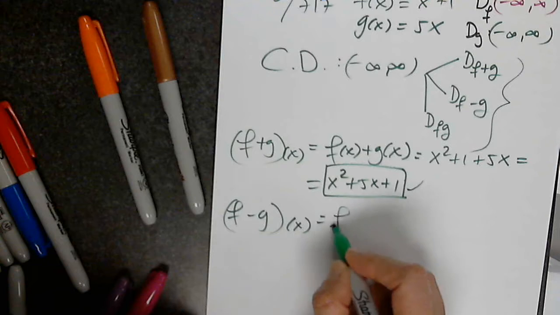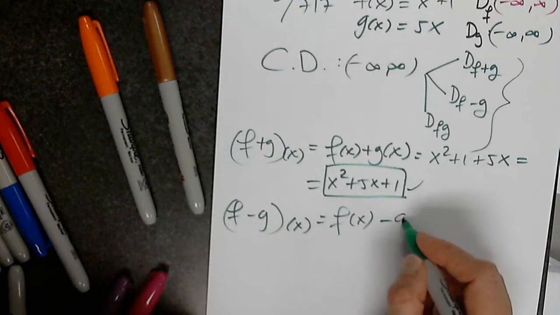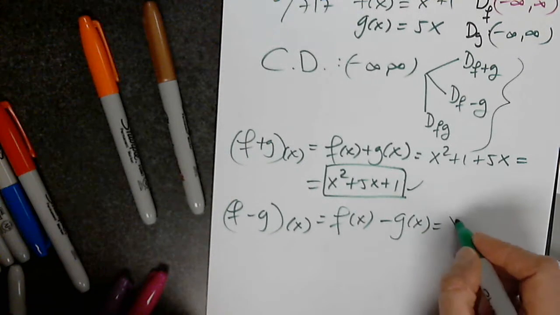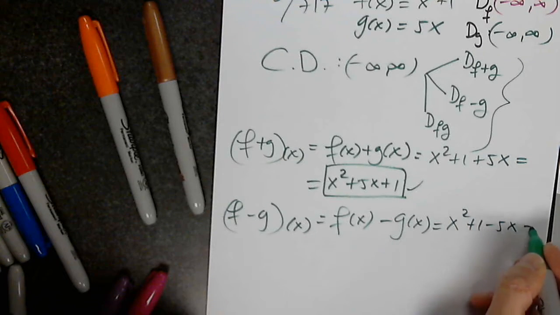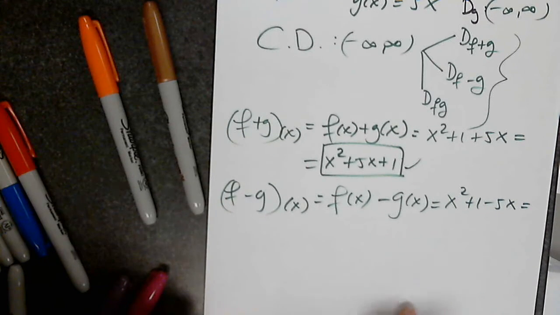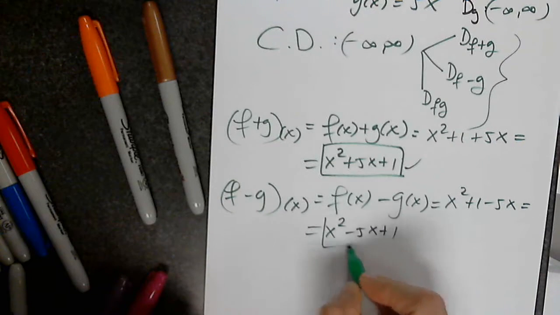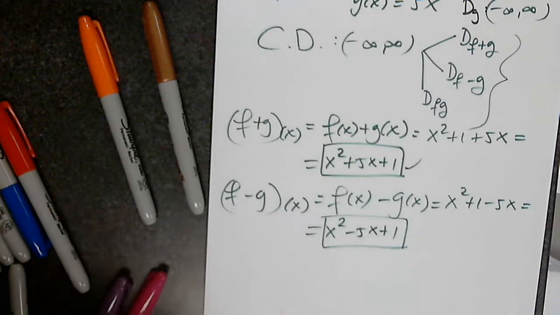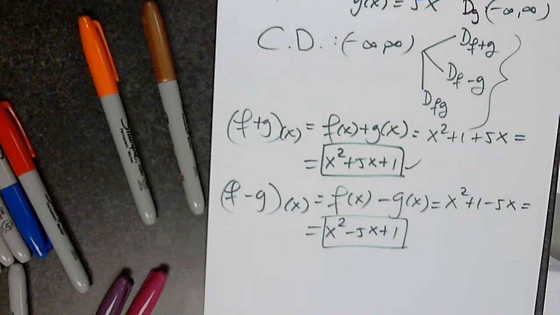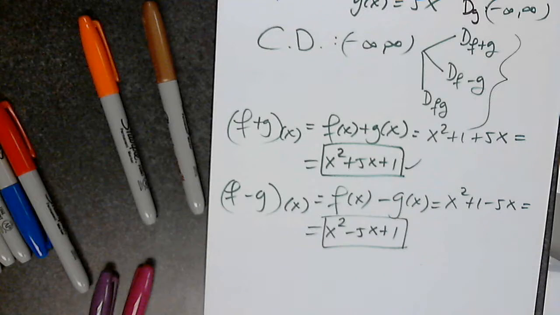Okay, f minus g. Same thing. Definition is f of x minus g of x. So then I have x squared plus 1 minus 5x this time. I arrange it in descending order. X squared minus 5x plus 1, and it's done. It's a lot of writing in this section because of these functions that we create.